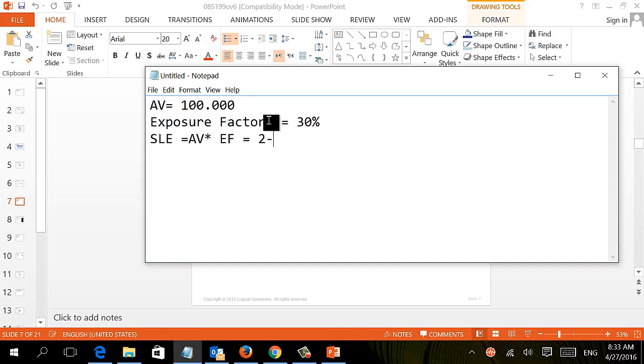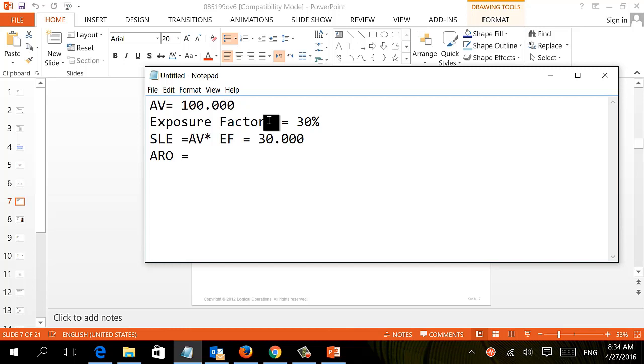So the first formula that you need to memorize is the single loss expectancy, which in our case is 30,000. Then he will give you another input. So you should have 3 inputs inside the question, and you need to calculate 2 formulas. The third input is called ARO, or annual rate of occurrence. That means for this vulnerability that we are talking about, how many times it happens per year, and it's usually an integer.